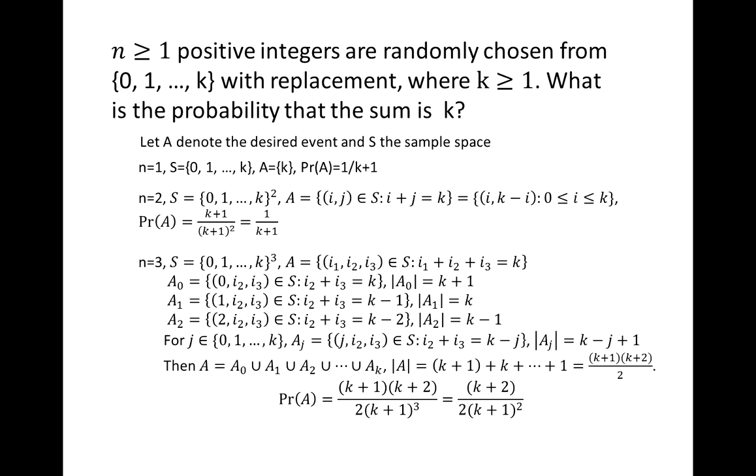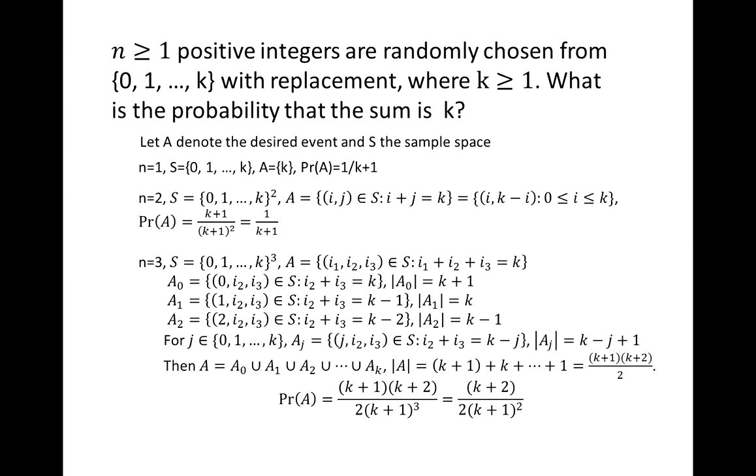Similarly, when I1 is 1, the sum of I2 and I3 should be k minus 1, and the size of A1 is k. When I1 is 2, the sum of I2 and I3 should be k minus 2, and the size of A2 is k minus 1. So for any j in the set of 0 to k, when I1 is equal to j, the sum of I2 and I3 should be k minus j, and the size of Aj is k minus j plus 1.